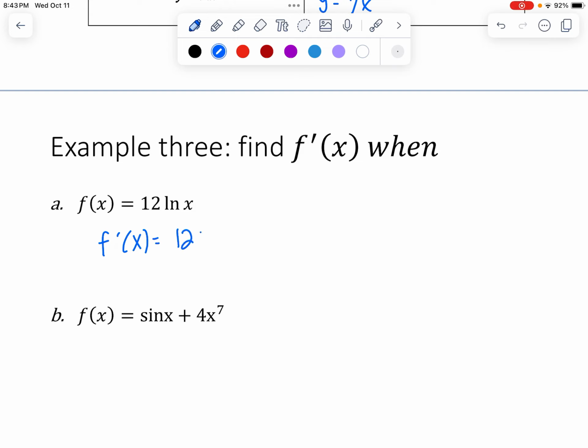The derivative of f prime of x, well, 12 is just a constant, so it gets to hang out. And then the natural log of x, that derivative, as we just learned, is 1 over x. So if I simplify this, this is 12 over x. So the derivative of 12 natural log of x is 12 divided by x.